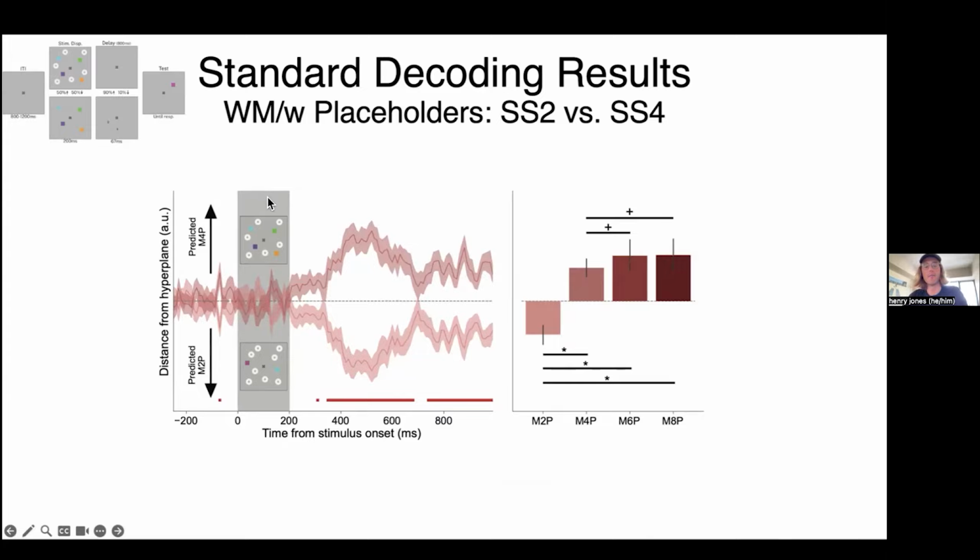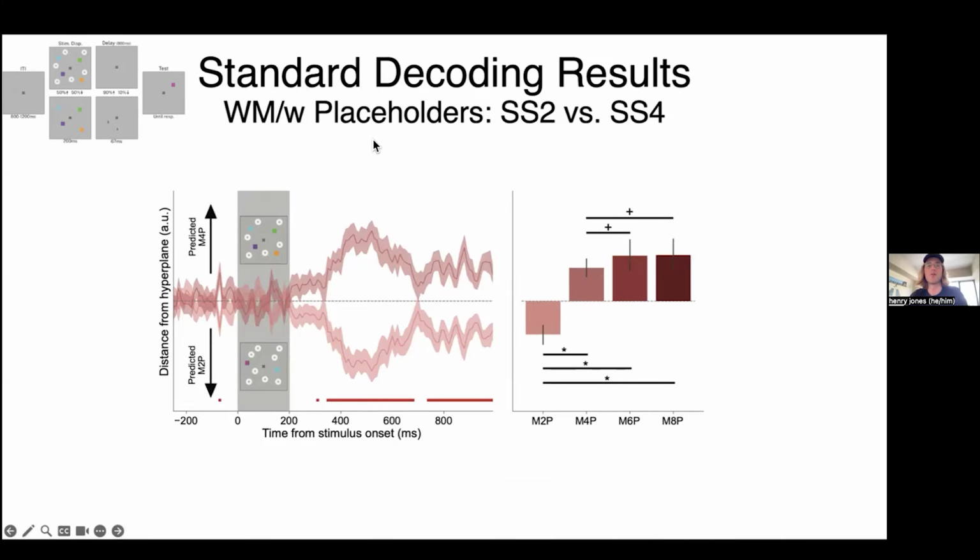But maybe what you'll notice is that this is more of a monotonically increasing function. If it's plateauing, it's maybe plateauing around set size 6, which is later than what we've seen in the past and definitely much later than behavioral limits. But I'll talk about why that might be in a second.